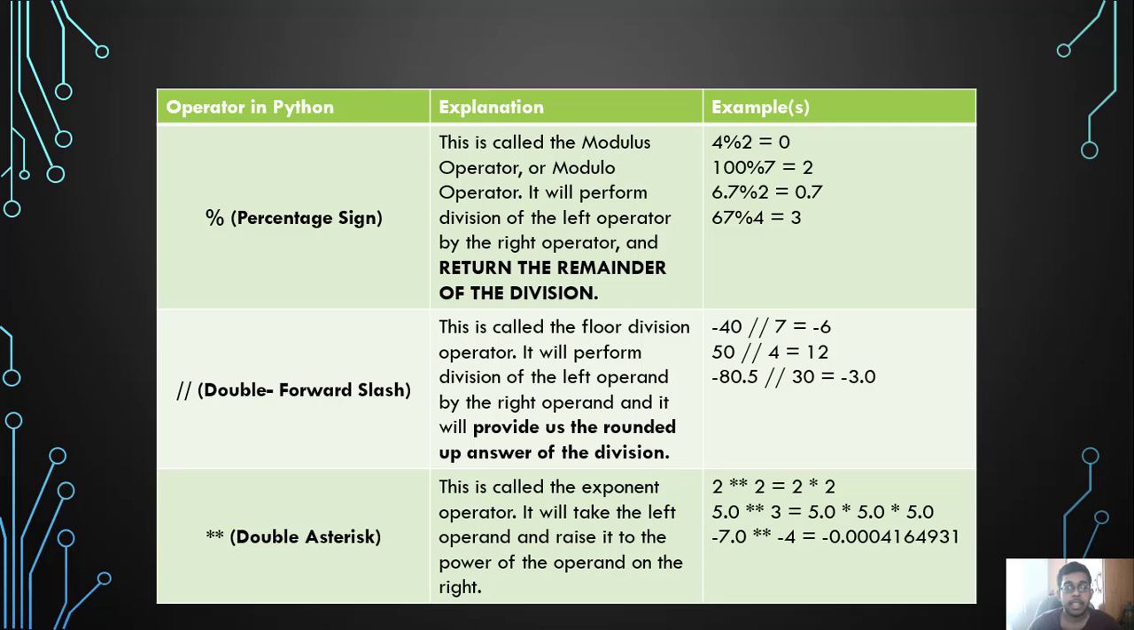Double asterisk. This is called the exponent operator. It will take the left operand and raise it to the power of the operand on the right. 2 to the power 2 is equal to 2 times 2. 5.0 to the power 3 is equal to 5.0 times 5.0 times 5.0. Negative 7.0 to the power negative 4 is equal to negative 0.0004164964931.